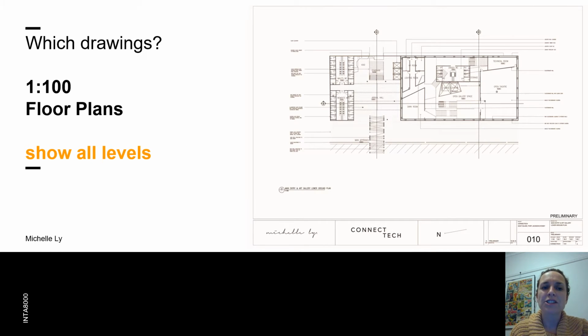The following pages should be your 1 to 100 floor plans. What you need to note is that we're not just showing the ground floor, we're showing all levels of the floor plan for each of your 6 key spaces. So if you select an exhibition area, for example, and that exhibition area runs from a basement level to a ground floor to a first floor, you'll have 3 floor plans that you're showing.